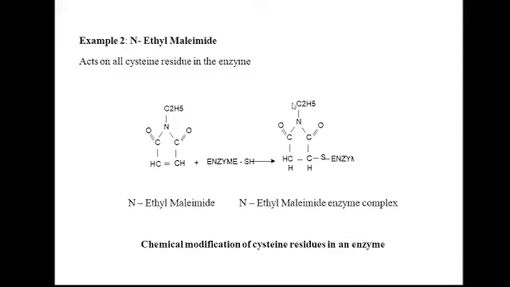The second example is the use of N-ethylmaleimide. N-ethylmaleimide acts on all the cysteine residues in the enzyme. So cysteine is a sulfur containing amino acid which has the SH group. This N-ethylmaleimide binds to the SH group of the enzyme, and SH groups are very important in binding to the substrate, and thus the N-ethylmaleimide binds and blocks the substrate binding site of the enzyme, and thus it modifies and inactivates the enzyme.